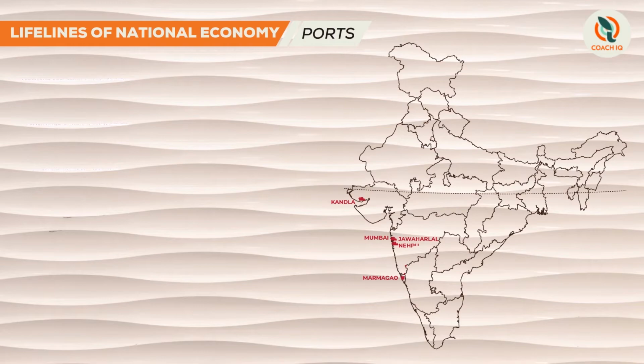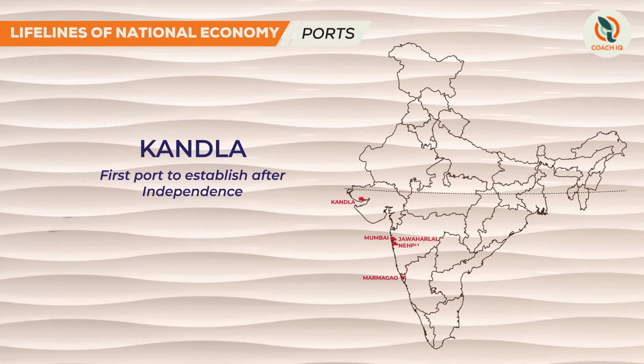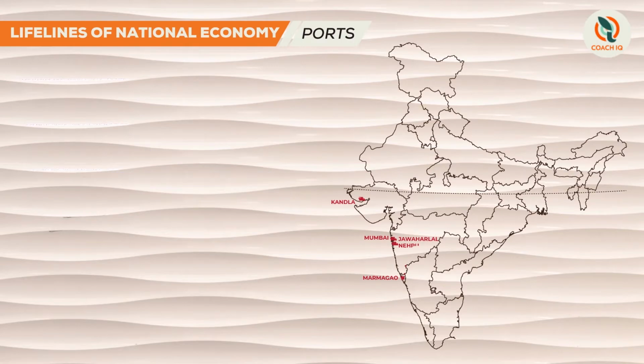It's the Marmagao port and it is the premier iron ore exporting port of India. So you have Gujarat, you have Kandla, and for Kandla, remember, it's the first port to be established after independence. So that is Kandla. Then Maharashtra has two ports, Mumbai and Jawaharlal Nehru port. Below that is Goa, which is the premier iron ore exporting port of India.